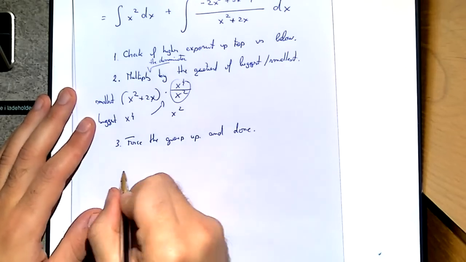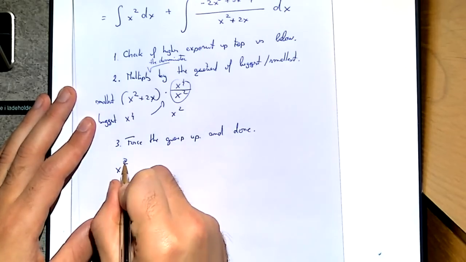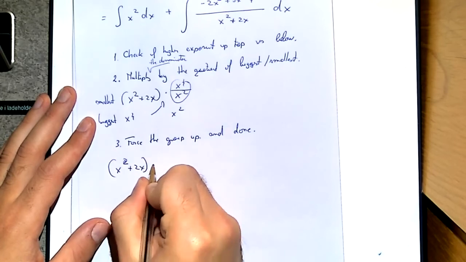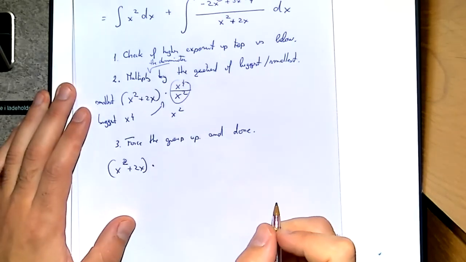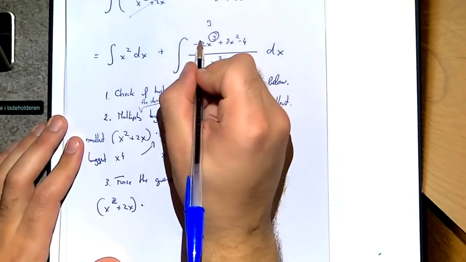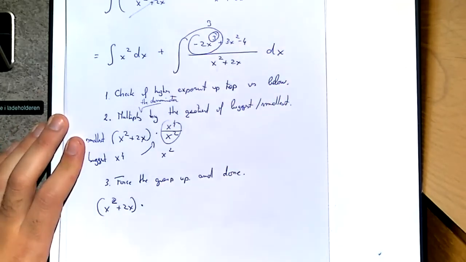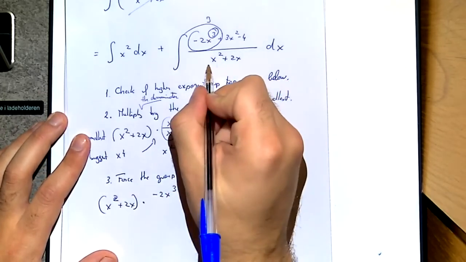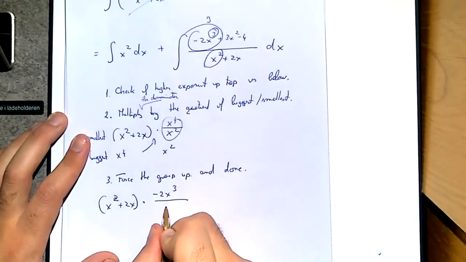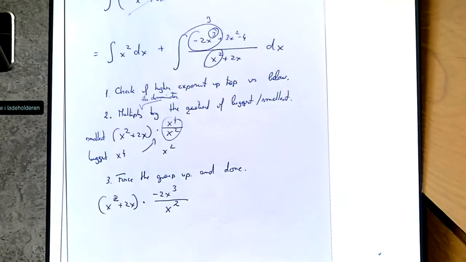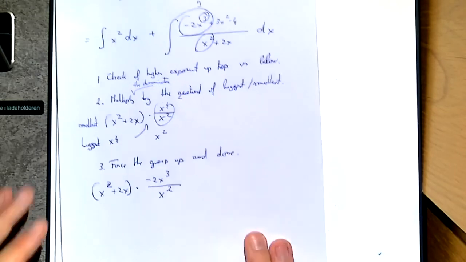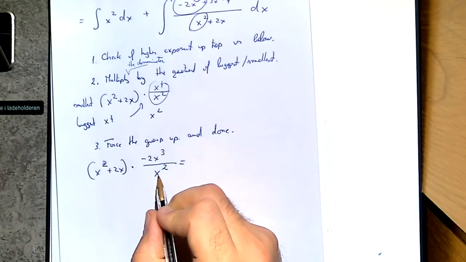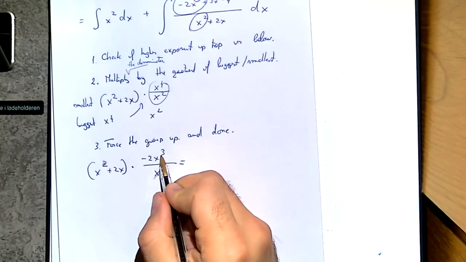Okay, multiply the denominator, which is x squared plus 2x, by the quotient of biggest to smallest. Okay, what is my biggest here? My biggest exponent is this, so minus 2x to the third. What is my smallest? It's x squared, so x squared over x squared. Make sense, what I'm doing right now? Okay. Multiply this, and I get this goes away, and this just becomes an x.